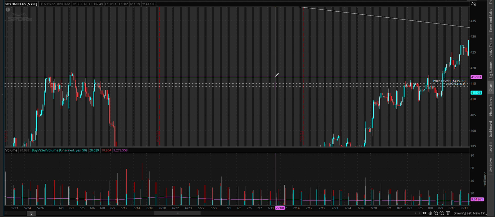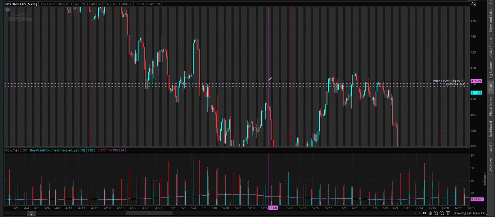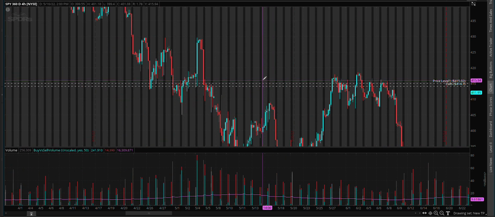And let's see if we can get something right here. Nope. Let's see if we can get something right here. Not as much. Let's go back over here to see if we can catch something pretty similar. So what is the high of this one? This one was 416.22.